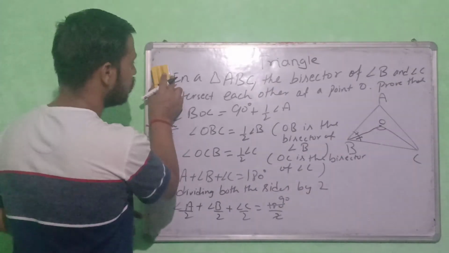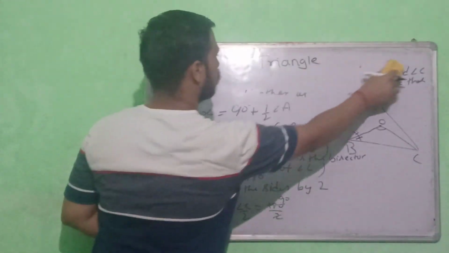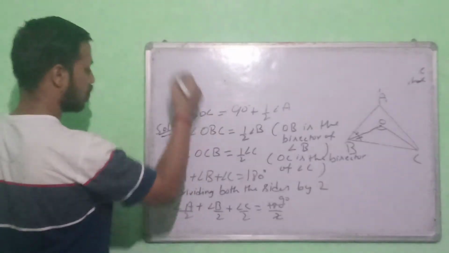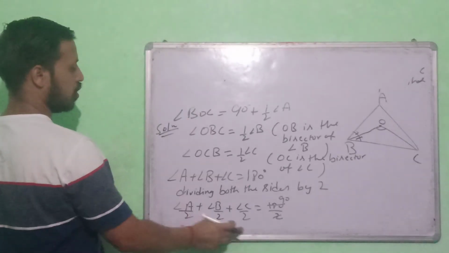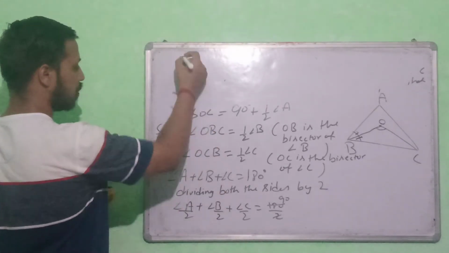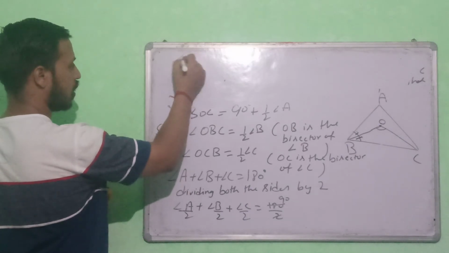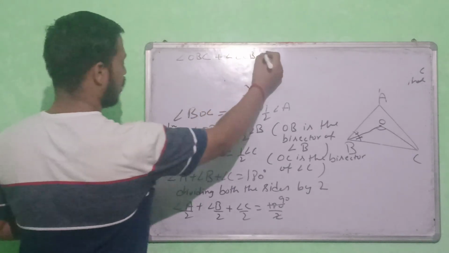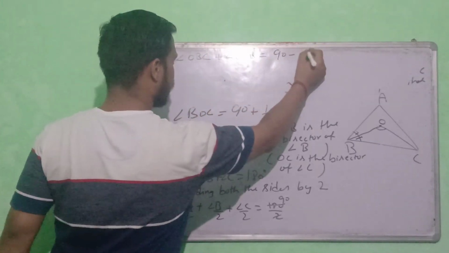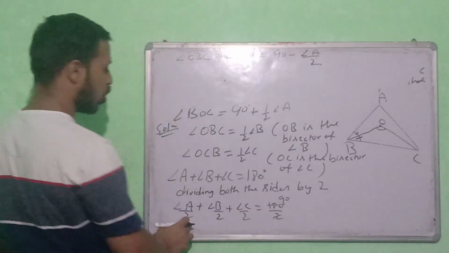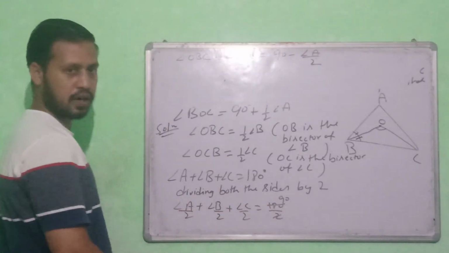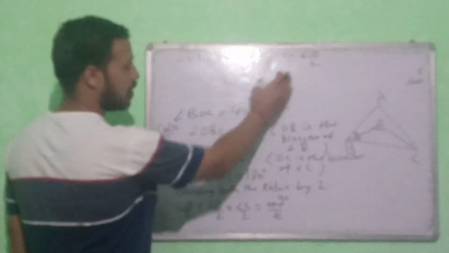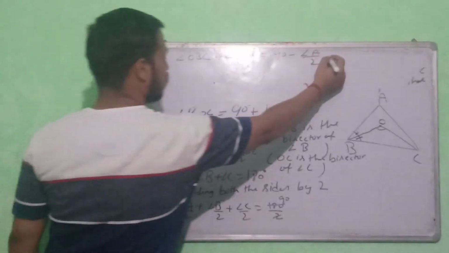Now, this will be in place of OBC. We will put the value here, or what we can do, angle OBC plus angle OCB equals 90 minus angle A upon 2. Why am I writing A upon 2 with a minus? We have taken this A upon 2 to the other side, so its sign will be changed and the negative sign will come. Now, this is the first equation.